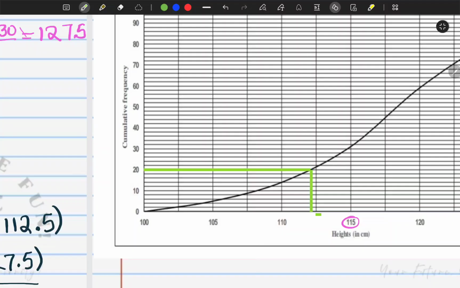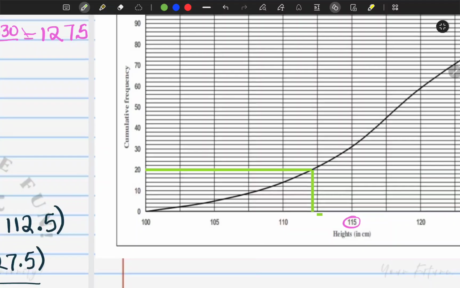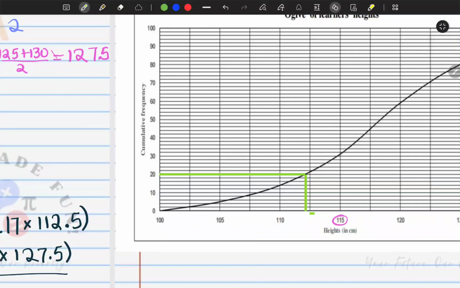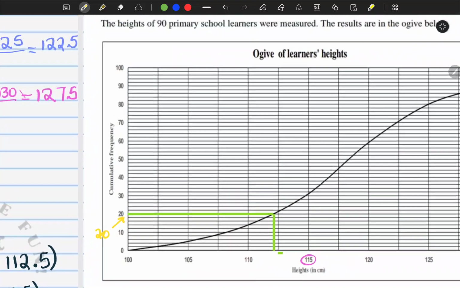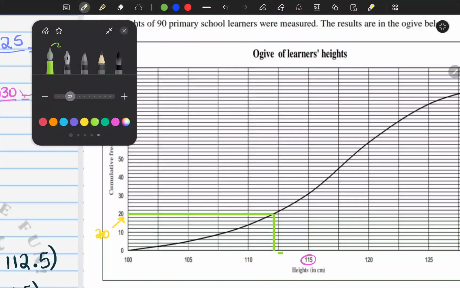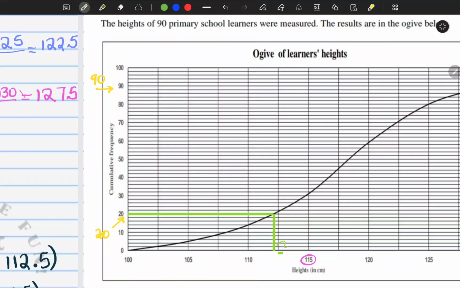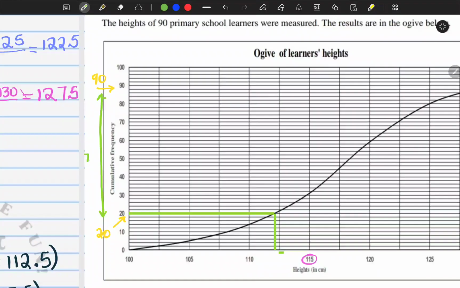So if we look at 112, that becomes the cumulative frequency. But we want learners with a height which is greater than this. So what you will observe is that the value that we are reading here is 20. But remember, the total number of learners is actually 90. So we need to figure out how many learners are between here and there, which gives us the number of learners with a height greater than 112. So if you do 90 minus 20, you get about 70.